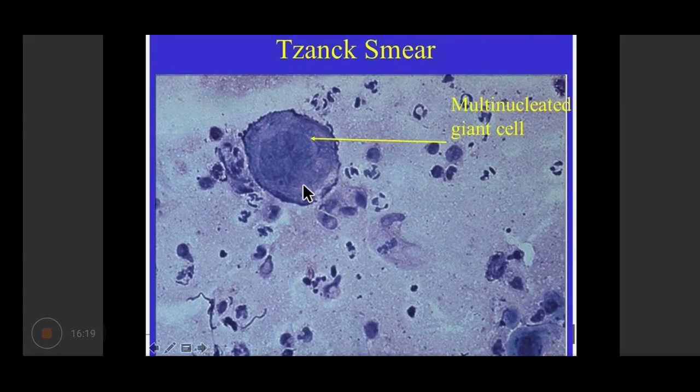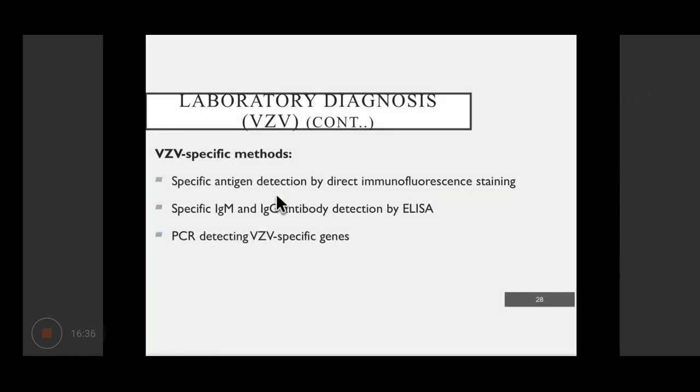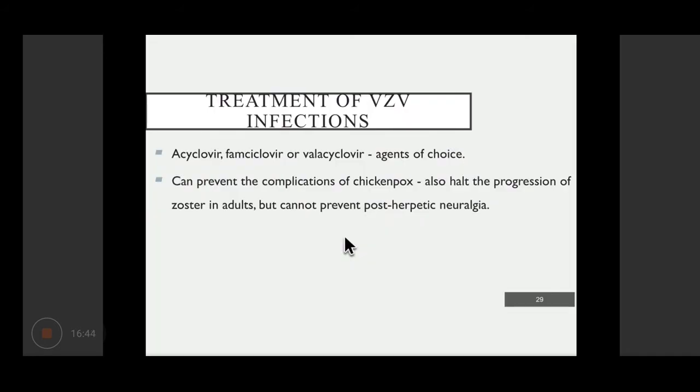So this is a Tzanck smear, a slide that is prepared from exudates or secretions from the base of the ulcer and stained with Giemsa stain, showing presence of a multinucleated giant cell. This is frequently done for HSV infections also. Then various forms of ELISAs and PCR are also there to diagnose varicella zoster infection. For treatment, we have certain antiviral drugs which can basically be used to prevent complications of chickenpox and also halt the progression of zoster in adults.